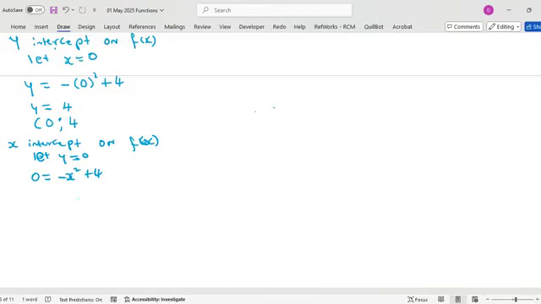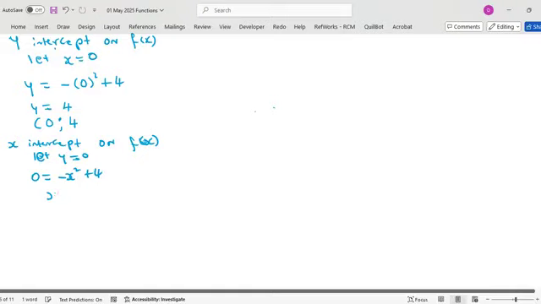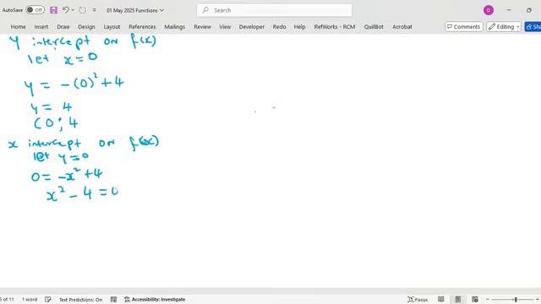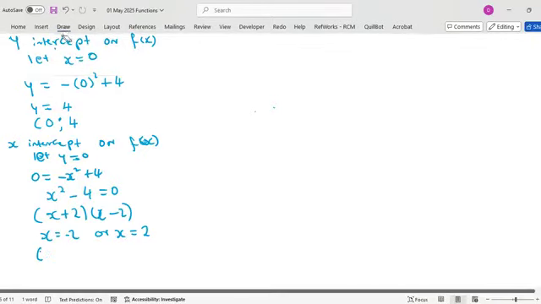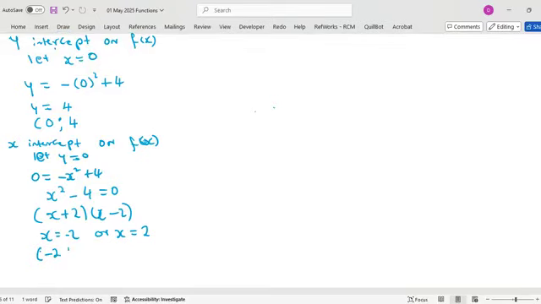So if I divide by negative 1, I'm going to have positive x squared minus 4, which equals 0. Then I can write the factors like this: x plus 2 and x minus 2, which means the answers will be x equals negative 2 or x equals positive 2. And my coordinates will be x is negative 2 and y is 0, and then the other one, x is 2 and y is 0.